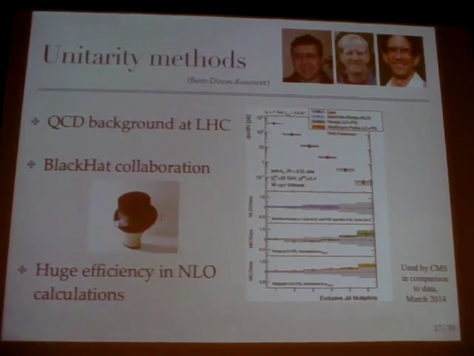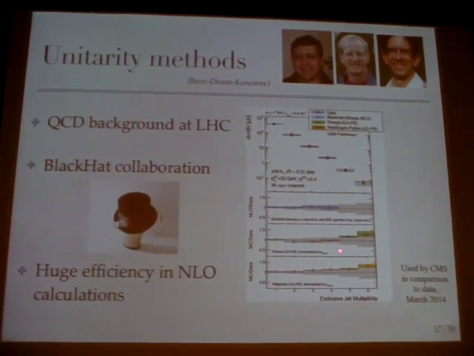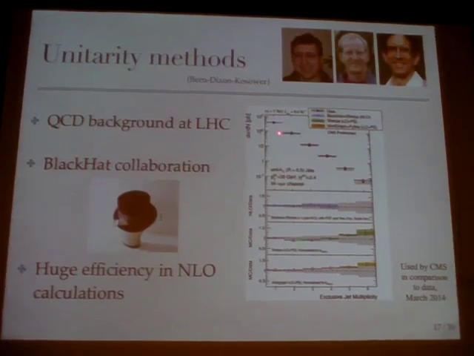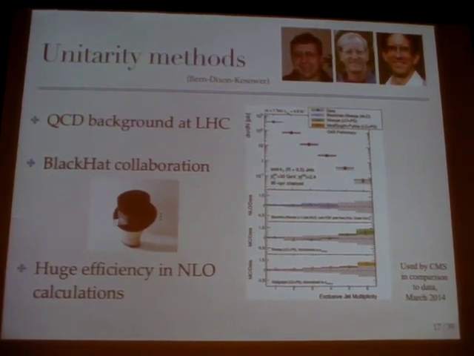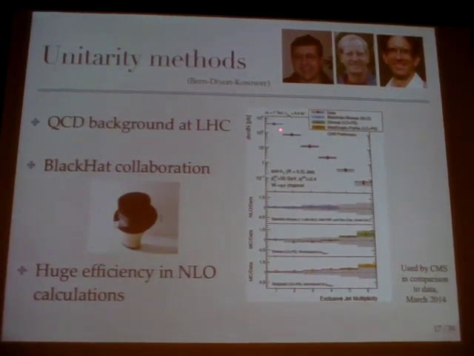So this is a plot used by CMS to compare the different predictions with explicit data. The blue is BlackHat, and unfortunately, the colors are not very good. But here, these are the final states of W and number of jets. The number of jets is here. And you see that the experimental and the theoretical predictions are quite good. And there is also a comparison with other methods using parton showers.